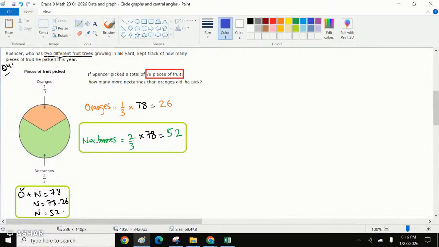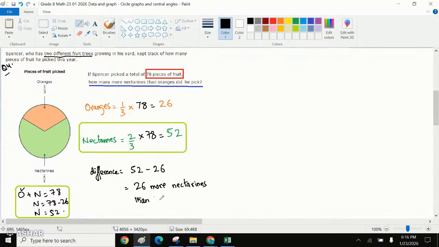So the question they're asking us is how many more nectarines than oranges did he pick? Okay. So we find the difference, and the difference would be 52 minus 26. He picked 26 more nectarines than oranges. Okay, agreed.